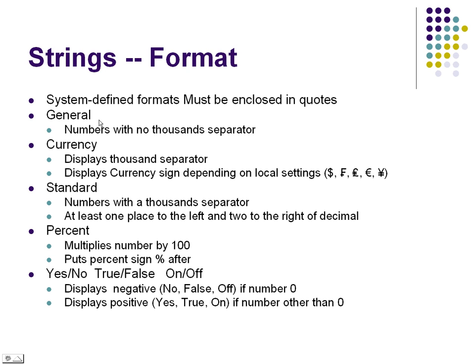You can use numbers now. Here are some standard ones with numbers. You can use numbers. You get 1,000 with the general. This is what goes in the quotes. Currency, of course, you've seen an example. Standard, percent. And then you can use the yes, no, true, false. And what happens is if it's a 0 in your variable, you're going to get no or false or off, the negative responses. If it's something other than a 0, either negative or positive, you will get yes, true, or on.